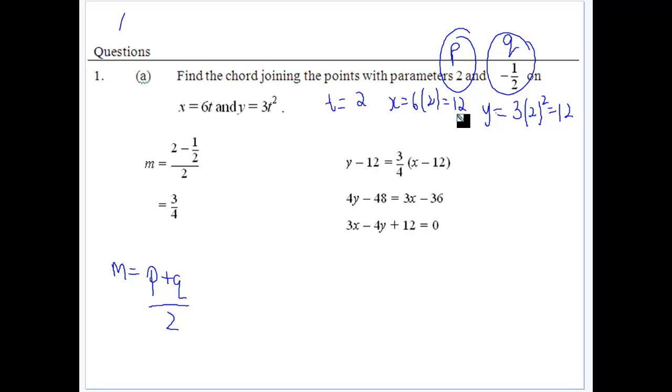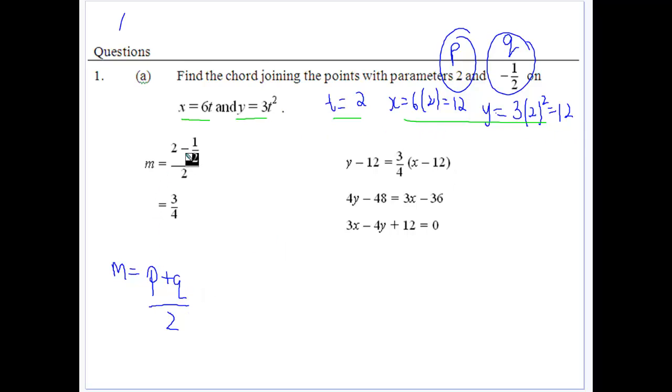Well, it would be x is equal to 12, y is equal to 12. So that would signify the point 12, 12. So the parametric value of 2 gives us the Cartesian coordinates of 12, 12 on the parabola. And I know it's going to be a parabola because that follows the definition of a parabola in parametric form. So I've got one point there.